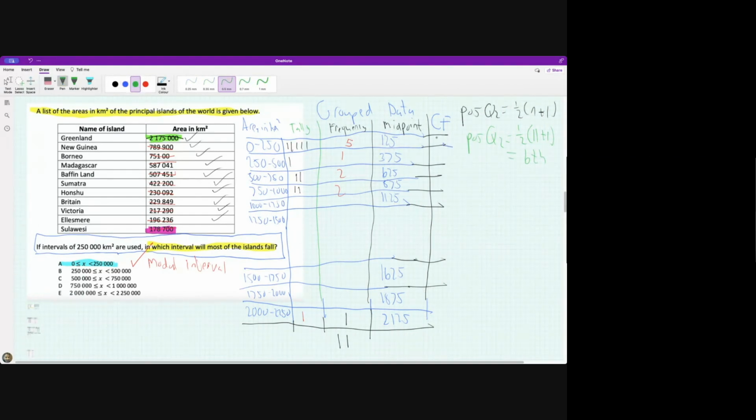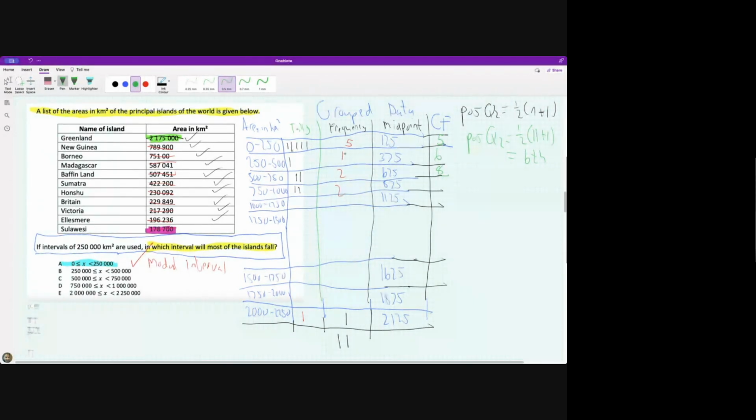So the cumulative frequency from 0 to 250 is 5. The cumulative frequency from 0 to 500 is 6. What do you think the next number is going to be that I'm going to write down in the cumulative frequency column? So from 0 to 500, I have 6 items. How many am I going to have if I go from 0 to 750? It's going to be 8.